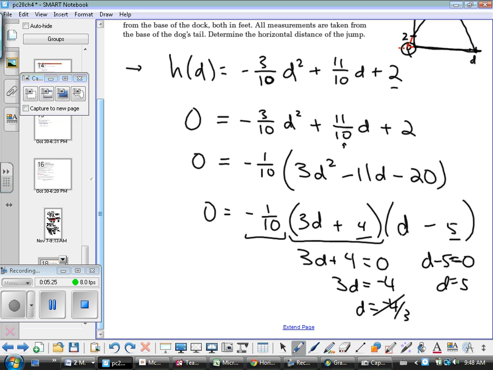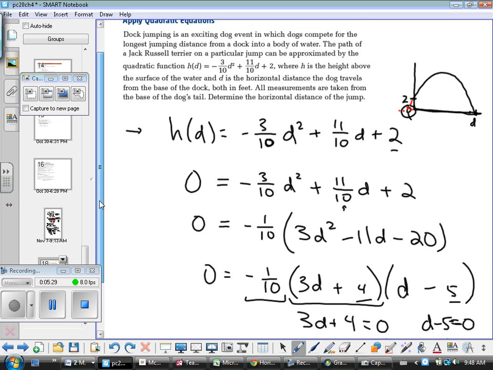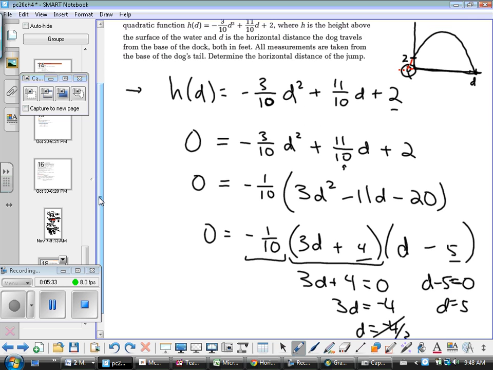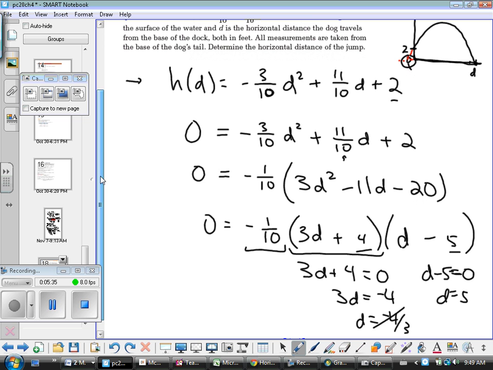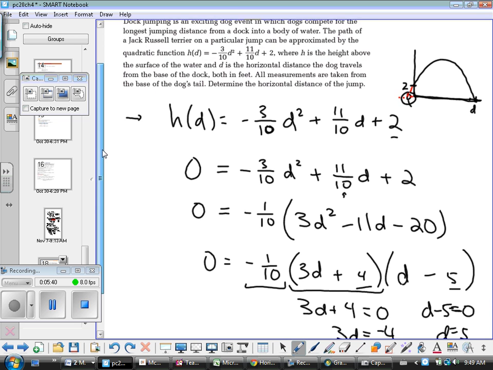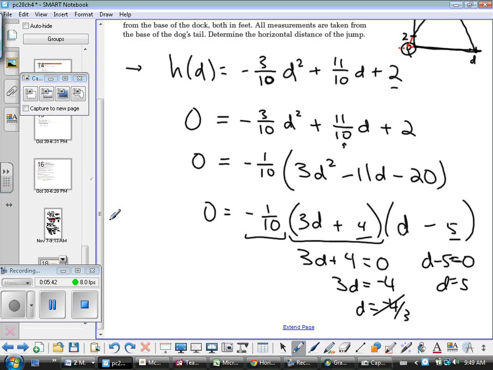So within the domain of our question, of our real life problem, we only have one root, right? The quadratic function has two roots, but our problem only has one solution. So we know that the dog travels a horizontal distance of 5 feet.